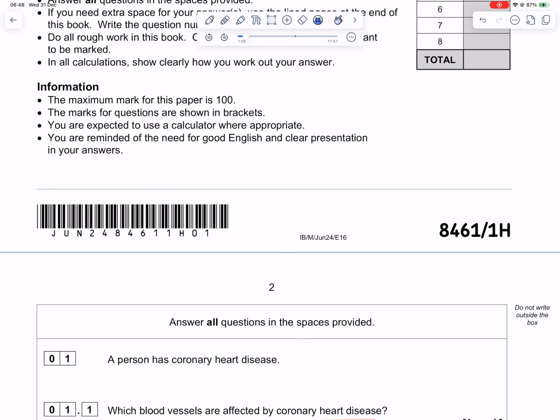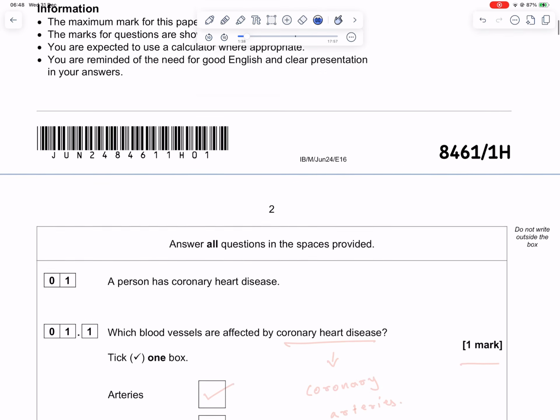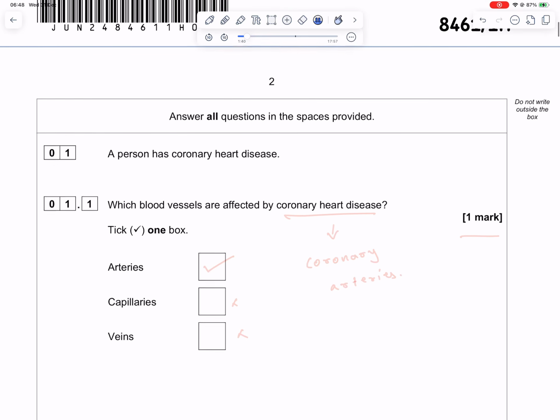Now, I would also strongly recommend watching my 5-point revision plan video because that explains how you should be using the paper walkthroughs effectively. Now, let's start with question 1.